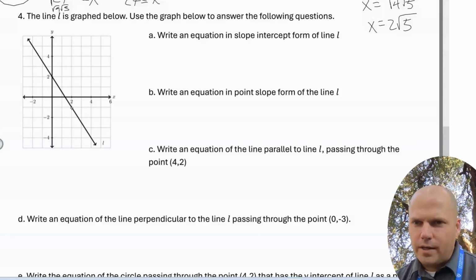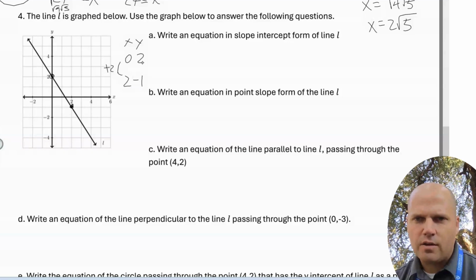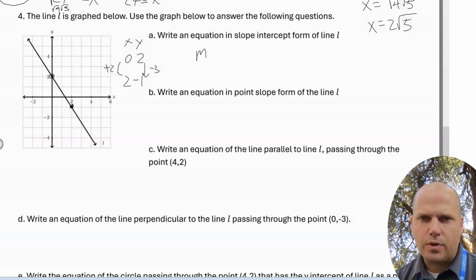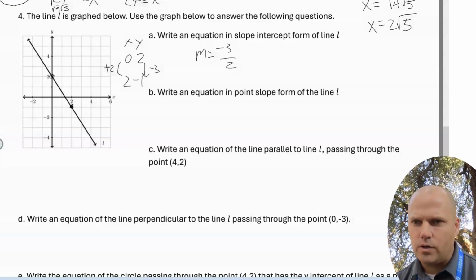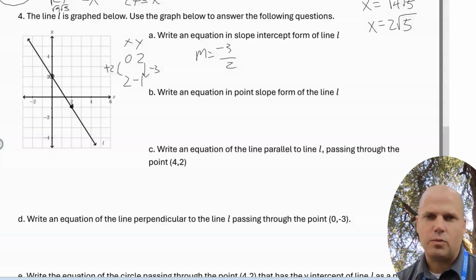All right, what do we got here? Find 2 points, 2 easy points. Write them down. I got the point 0, 2, and I got the point 2, negative 1. What's the slope? Rise over run? Well, like y's over x's. The slope is down 3 over 2. You could go down 1, 2, 3 over 1, 2. Slope is negative 1.5.